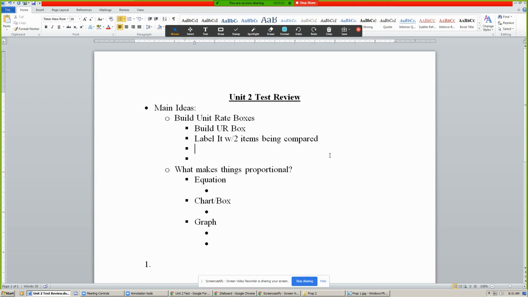After that, we want to populate it with info from the problem. I'm going to bold these because we had these written on the board for so long. Populate it with info from the problem. And the last one is we're going to solve it. So we're building it, we're labeling it, we're populating it, we're solving it.